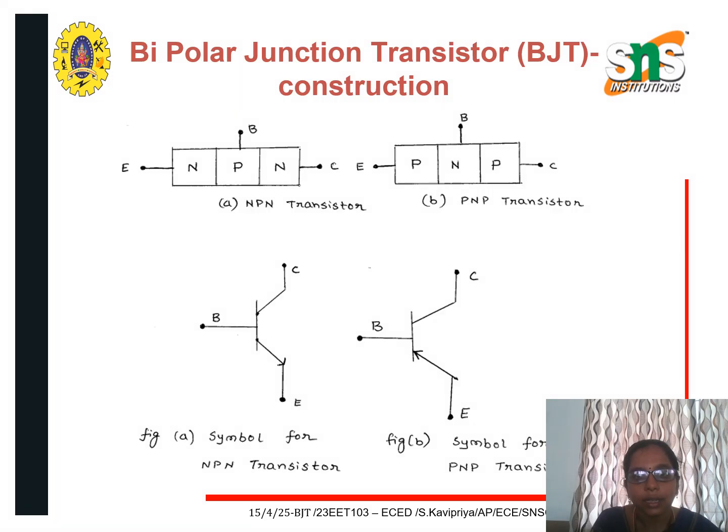And next is the diagrammatic representation for the construction of this BJT. NPN has a P layer sandwiched between two N layers, and in case of PNP, an N layer is sandwiched between the two P layers. And we have a symbol for PNP and NPN. The flow of current varies between this NPN and the PNP.